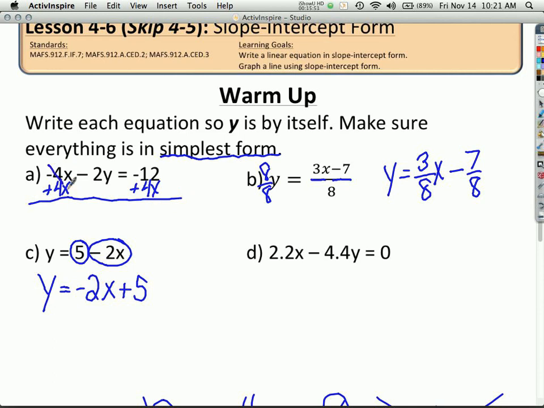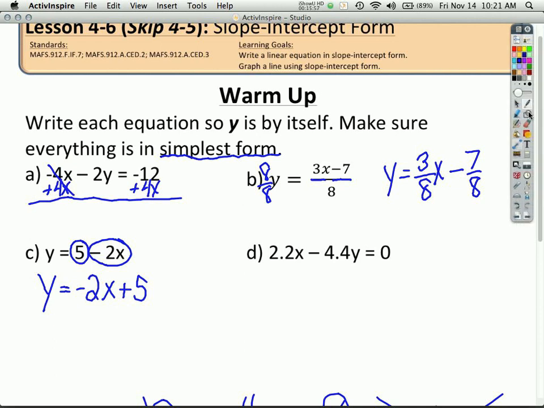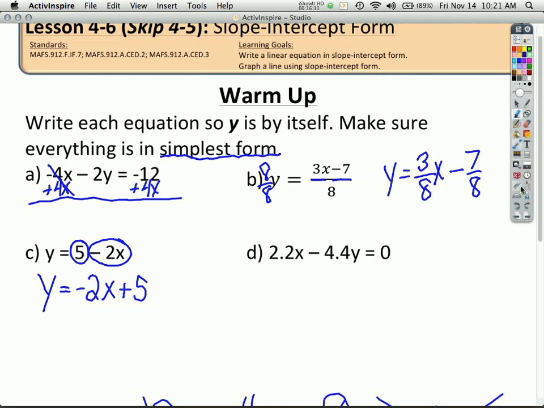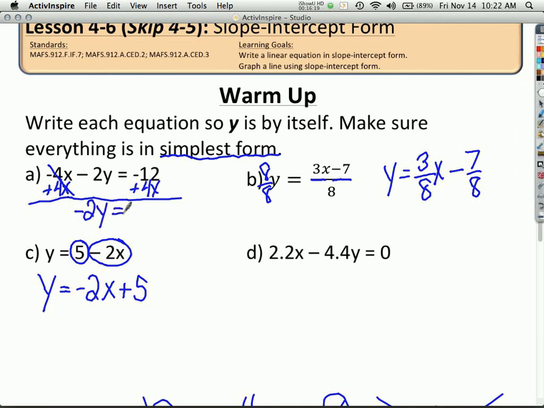So that cancels out. But now there's details. And there's danger zones. For example, what does this negative sign go with? Does that go with the 4x or does it go with the 2y? Where does the negative sign go, Kyle? It goes with the negative 2y. So that all goes together. So if you miss that detail, you will get the whole thing wrong. So this whole thing has to come down. Negative 2y equals.